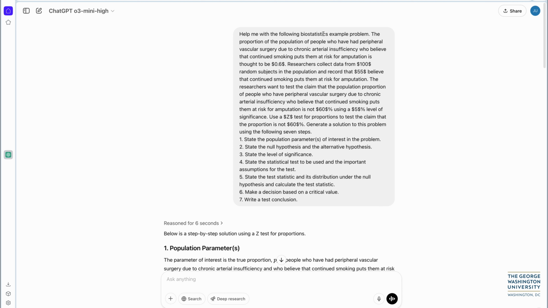And I said, help me with the following biostatistics example problem. The proportion of the population of people who've had peripheral vascular disease due to chronic arterial insufficiency who believe that continued smoking puts them at risk for amputation is thought to be 0.6. Now, you can see me there, once again, as always, I do put the dollar symbols around any kind of mathematical notation, so that's called LaTeX notation for mathematical typesetting.